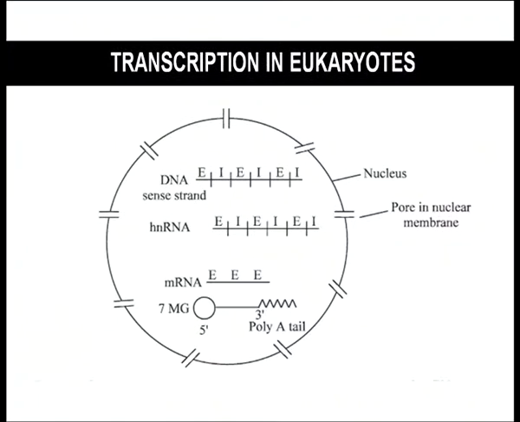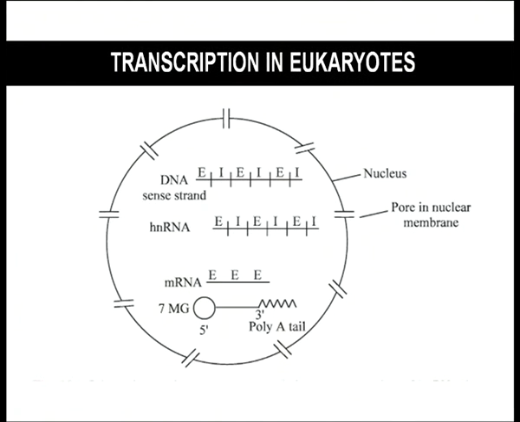Now after the removal of introns, another step which takes place in eukaryotes is the addition of methyl guanosine at the 5' end of the messenger RNA, and at the 3' end a 200 to 300 base long poly A tail, that is polyadenosine or adenylate tail, is added. So once the capping and the tailing of messenger RNA is done, it moves out of the nucleus through these pores in the nuclear membrane into the cytosol for the process of translation.